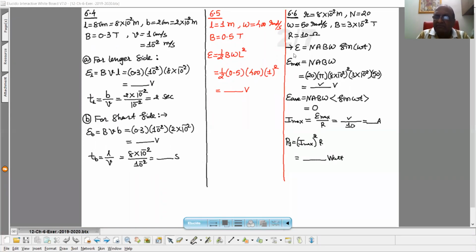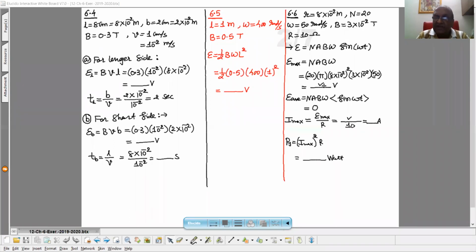So the maximum EMF generated is NAB omega, when sine omega t is 1. So E maximum is NAB omega, N is 20, A is pi R square, R is 8 into 10 raised to minus 2 whole square, B is 3 into 10 raised to minus 2, omega is 50. Substitute all these values, we will get the answer.